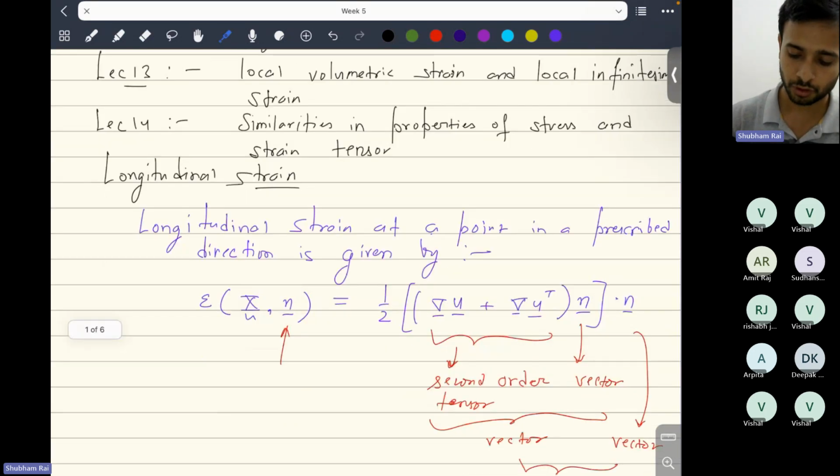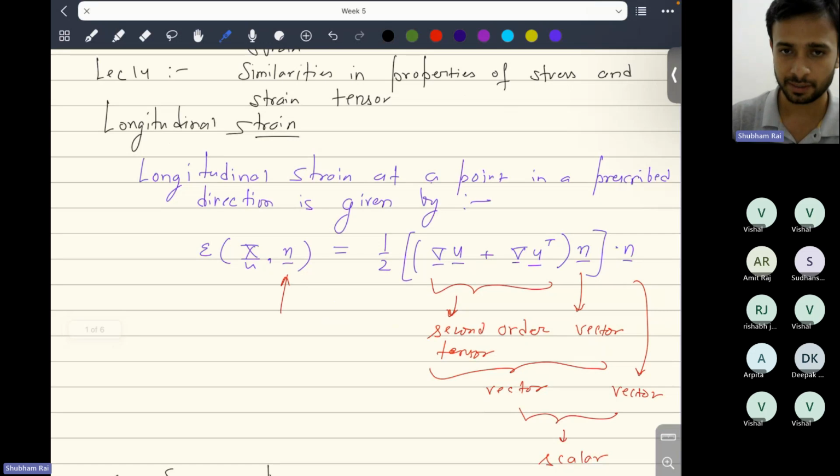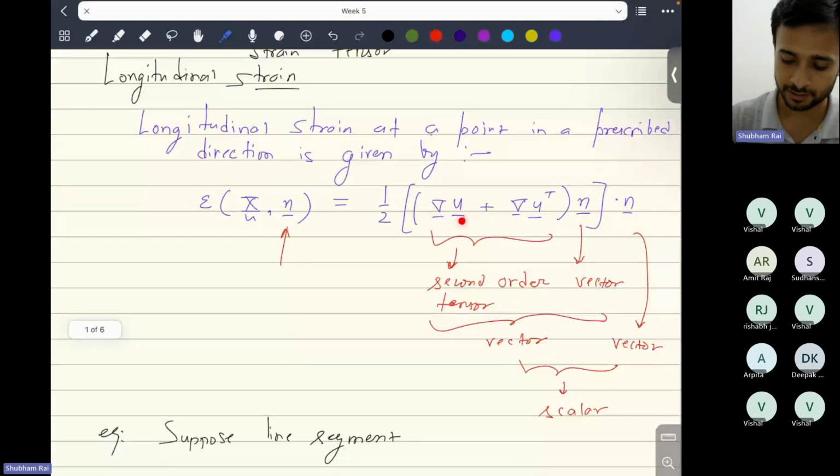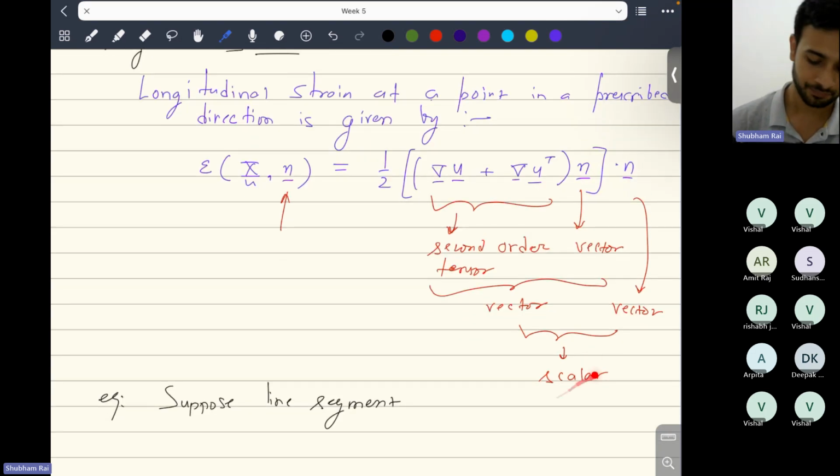And this was the definition of longitudinal strain at a point. It is dependent on the gradient of the displacement vector, which will be a second order tensor. Then it is multiplied by the direction in which you want to find the longitudinal strain. That will be a vector again. Tensor multiplied by vector will be a vector, and then it is dotted with that direction itself. So the whole thing will be a scalar.